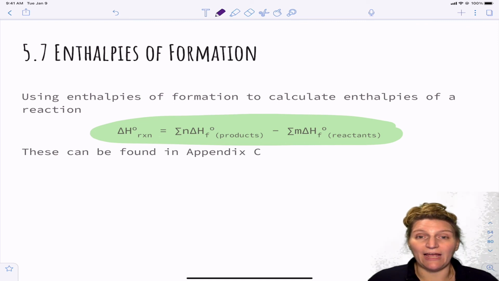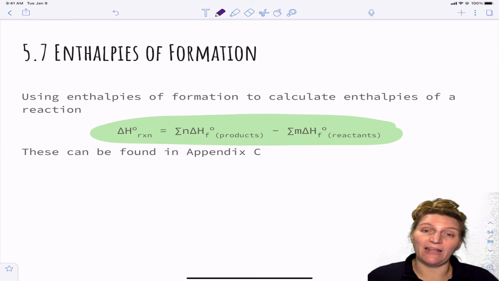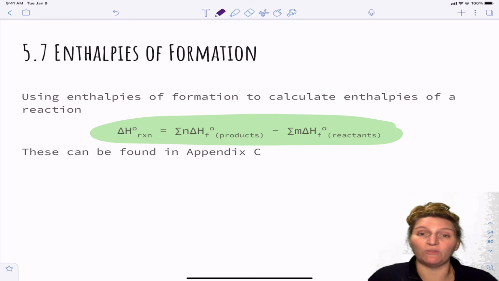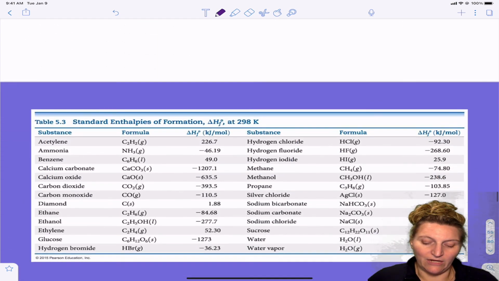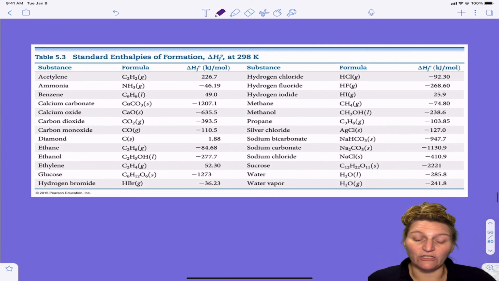We will be looking at changes in enthalpy and Gibbs free energy, and we'll do the same thing where we do products minus reactants. So how we figure out the standard enthalpy of a reaction is we look up the formation values in the table, and then we do products minus reactants in order to find the delta H of the reaction.